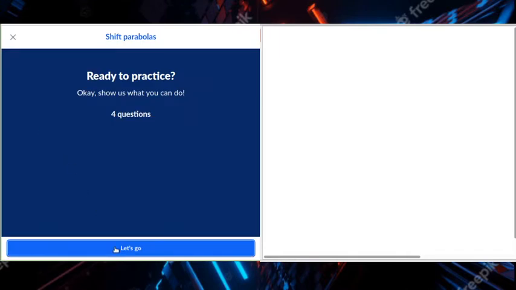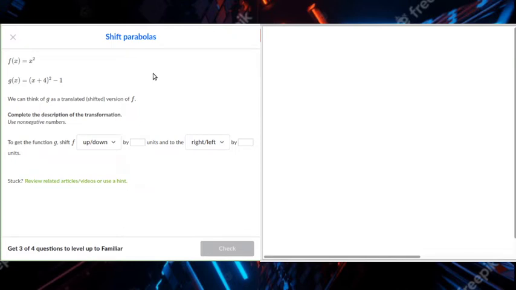I've talked a little bit about it when we were doing vertex form, and most of what we're looking at we can think of as vertex form. If it's vertex form, that helps us really see how the basic y equals x squared parabola is being shifted. So let's say f of x is equal to x squared and g of x is equal to (x plus 4) squared minus 1, and we can think of g as a translated, shifted version of f.